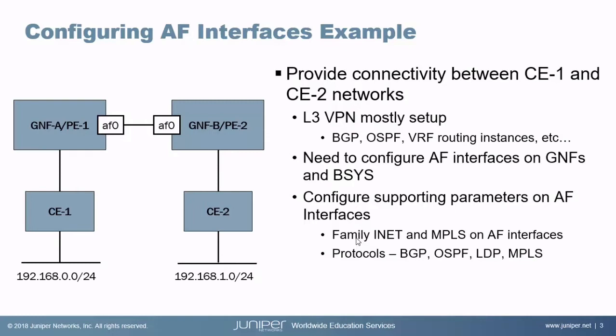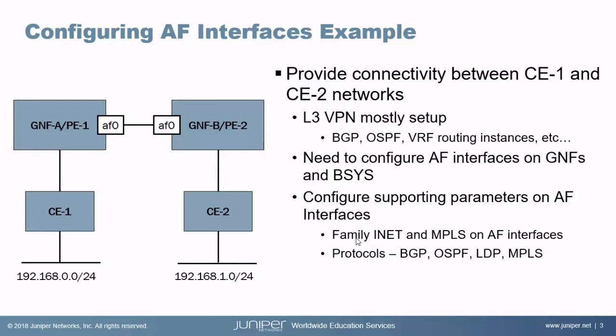This L3 VPN is mostly set up. We have BGP, we have OSPF, we have VRF routing instances and things like that. However, we still need to configure the AF interfaces on the GNFs and on the BSys as well. And then we need to configure the supporting parameters for the AF interfaces, such as the family inet. We're going to put an IP address on it, and the MPLS protocol family on the actual AF interfaces. And then we'll need to configure the AF interface to participate in the different protocols like BGP, OSPF, LDP, MPLS.